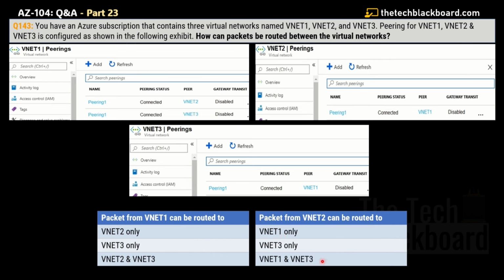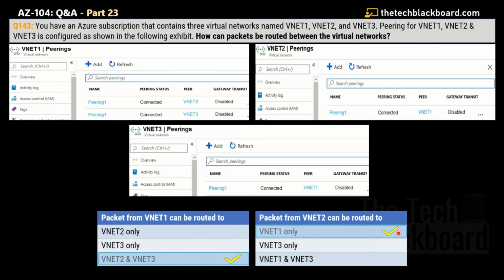Now first, let me show you the answers. The answer for the packet from VNet 1 can be routed to. The correct answer for this one is this one here, VNet 2 and VNet 3. And friends, the reason here is that the VNet 1 is peered with VNet 2 and VNet 3. That you can see here. Now coming to this option or this table here, the correct answer for this one here is VNet 1 only. And of course, the reason behind this is given here, which is VNet 2. Now VNet 2 is peered with VNet 1. That's why this is the correct answer.